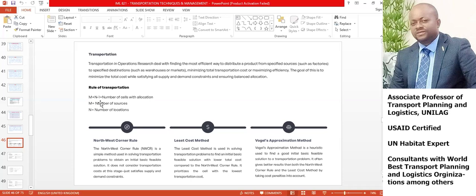Now, look at this rule. M is the number of sources. N is the number of locations. Anything you do, you have to calculate your number of sources plus your number of locations, then you minus 1. It must give you the number of cells with allocation. We are going to enter allocations into cells, and it is this rule that will guide you and tell you whether you have done what is right or what is wrong.